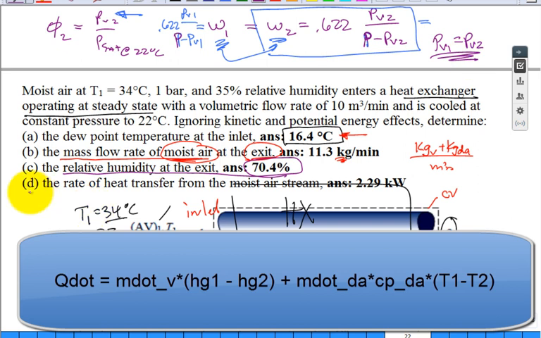Last one, part D, the rate of heat transfer from the moist air in so many kilowatts. I don't have time for that one because I want to give you a little quiz.